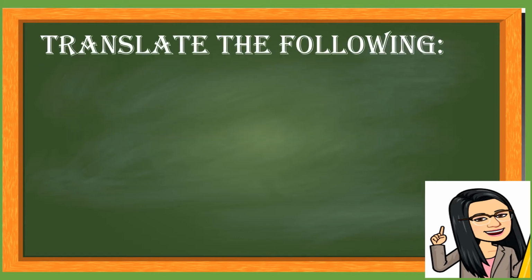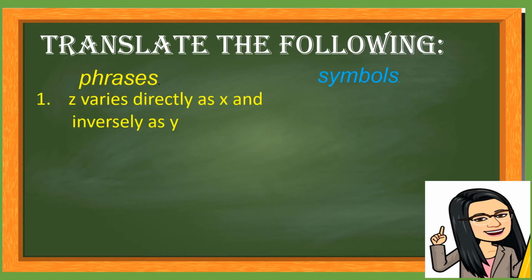So how will you translate the following phrases into symbols? Try this one. Z varies directly as X and inversely as Y. Are you ready to reveal the answer? The correct answer is Z is equal to KX over Y. Let us have more practice.